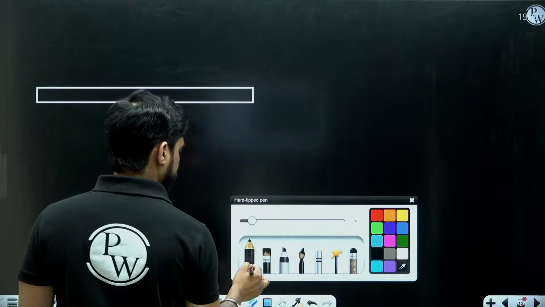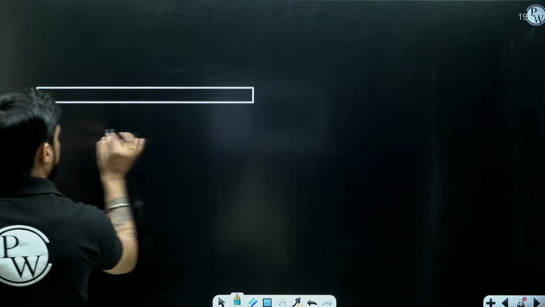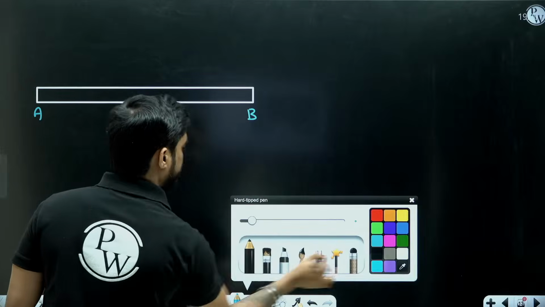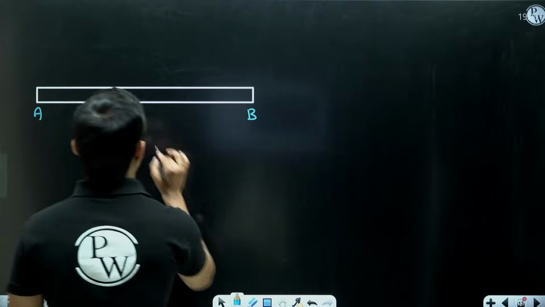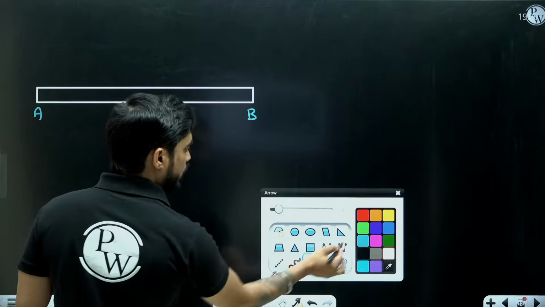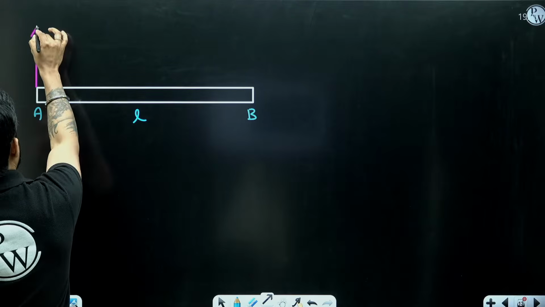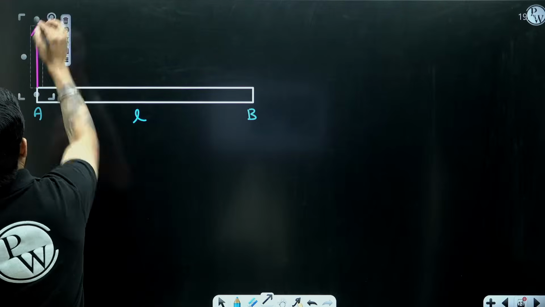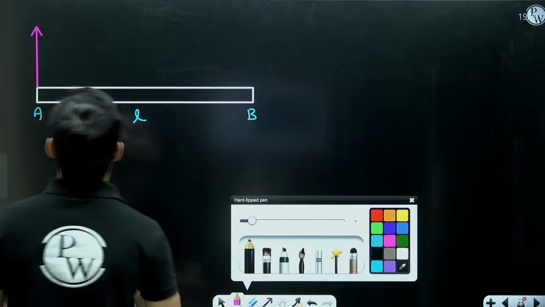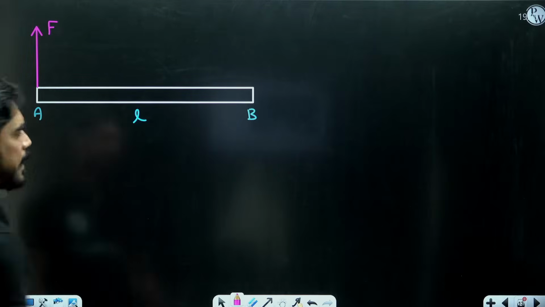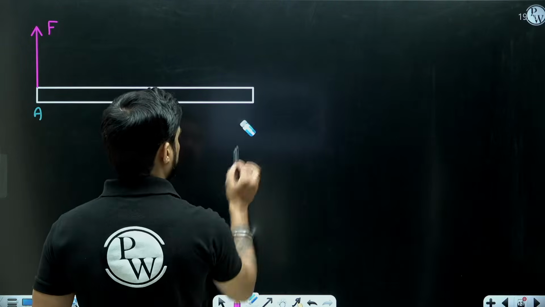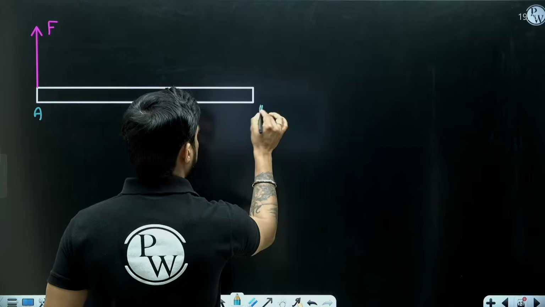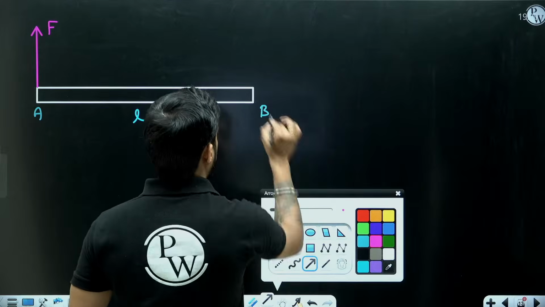So let's say this is the body, this is point A, this is point B, distance between them is L. Right now the force F is acting at A. So what I want you to do is apply equal and opposite forces at point B, like this.